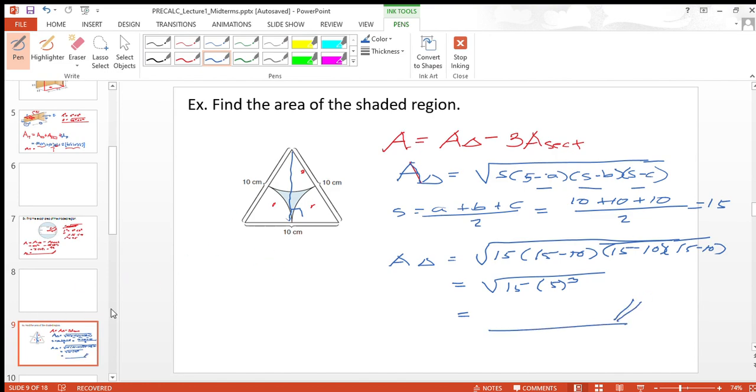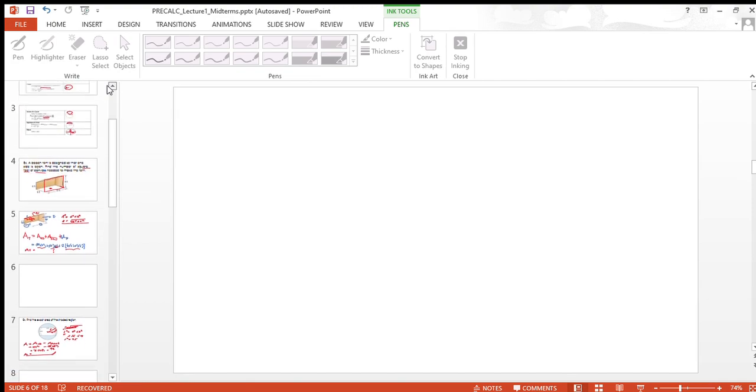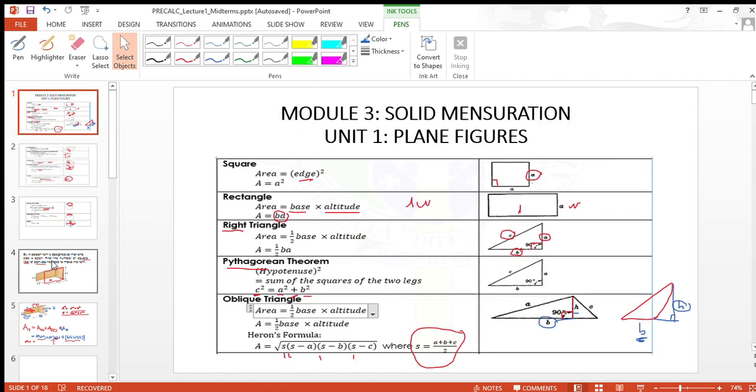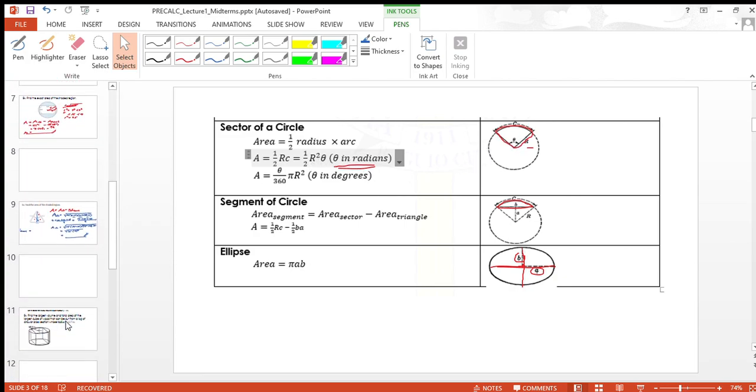And then for the area of the sector, if you will go back to our formula, where is that formula? There you go. Area of a sector is 1/2 r squared theta. R is the radius, and theta is the central angle in radians. Or if you would like to use this other formula, that's also possible.